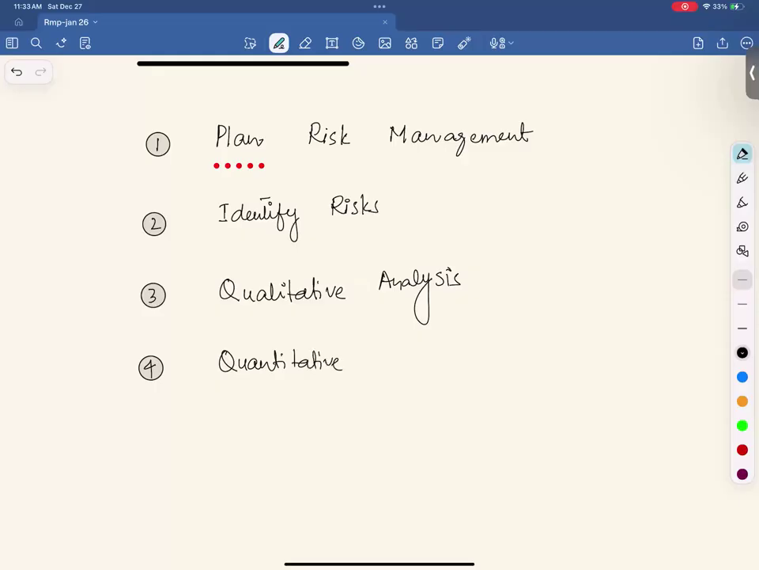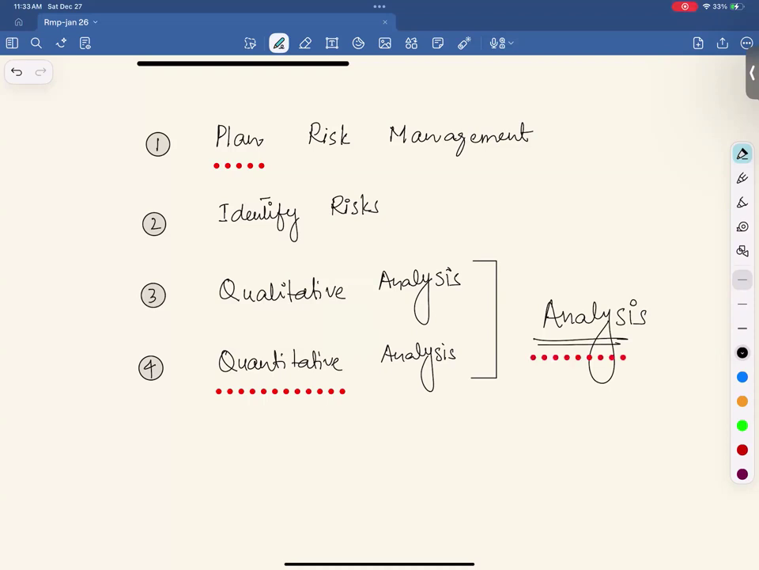Can we combine these 2 steps as risk ranking? Not just ranking. Ranking is just one tiny part of it. Ranking is a small part of analysis. In analysis, we do a lot of other stuff. So this is your risk analysis, right?